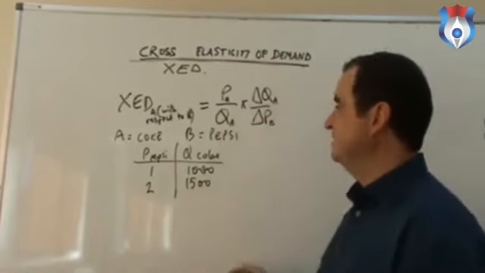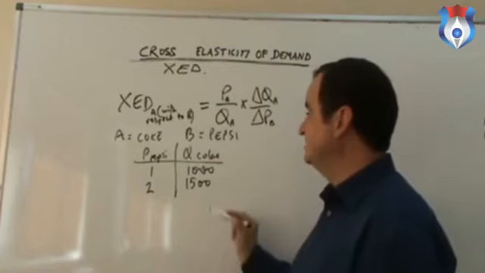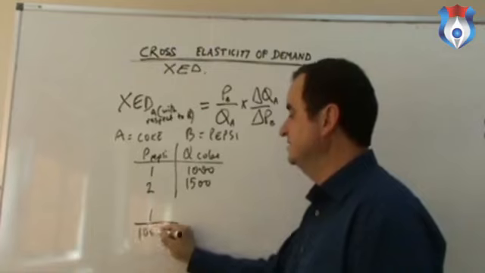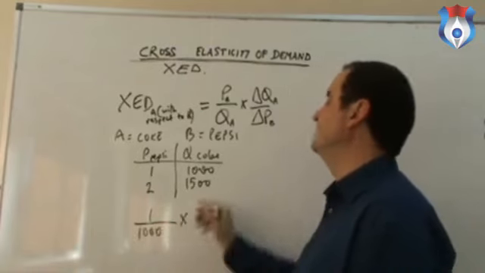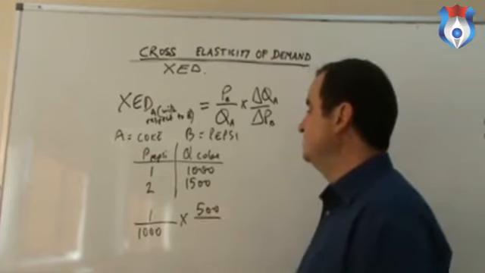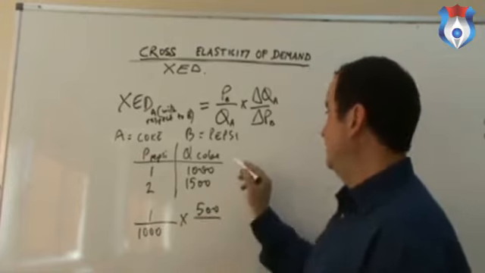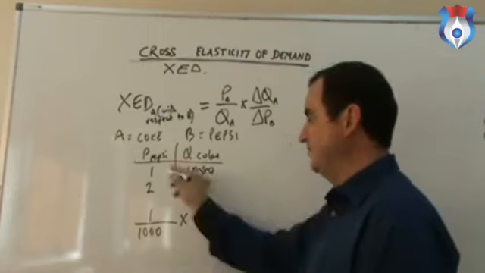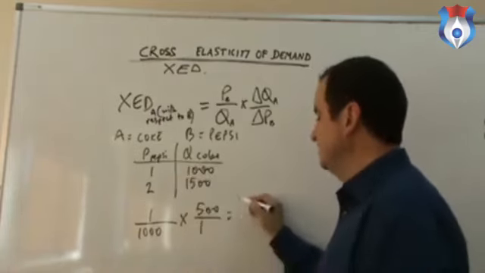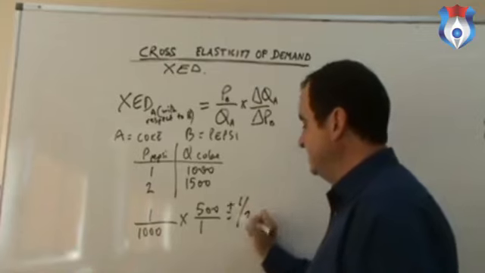Let's put that into our equation. The price of Pepsi was originally 1, and the quantity of Coke being bought was originally 1,000, times the change in quantity, 500, divided by the change in the price, which is 1. It went up by 1. If you work that out, it's 500 over 1,000. It comes out to a half, and it's plus a half.